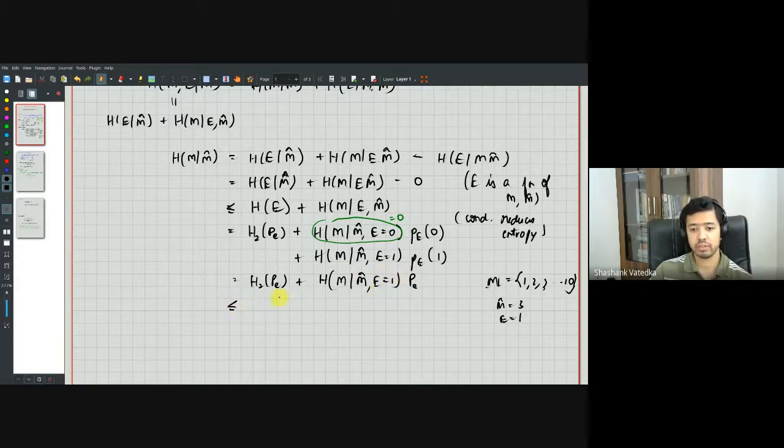Right? But now we are going to use another property. I'm saying that this is equal to PE times h of m. Why is that true?